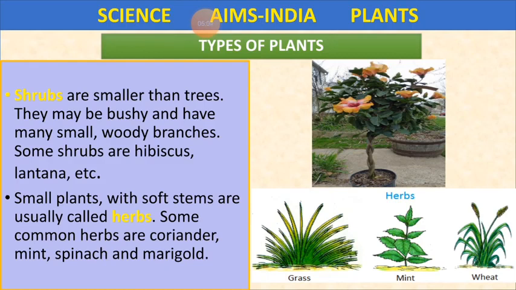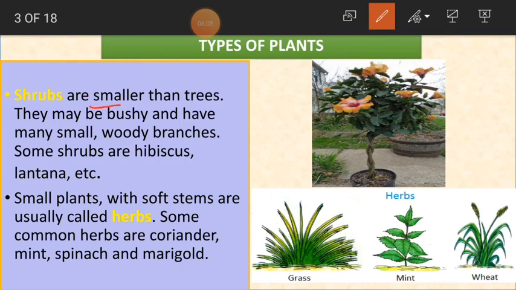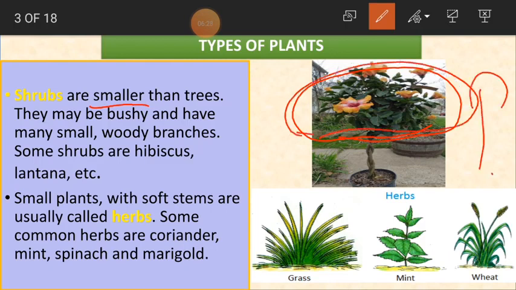When trees are big, shrubs are small. So these small plants are called shrubs. They are bushy in the sense, see here, they have a number of leaves. If it is a flower plant, they will have flowers and a number of leaves. So it is expanded here like this, but it does not grow tall. It is just bushy and it expands in this shape.